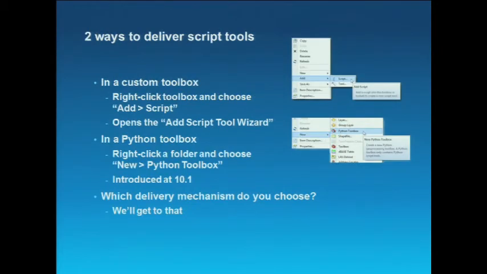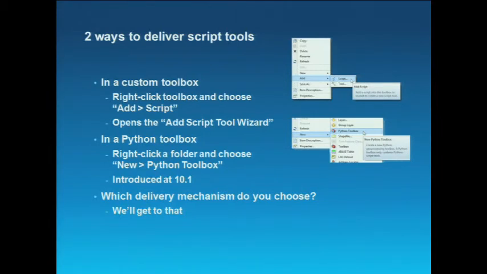There's two ways to deliver a script tool. You can either do it in a custom toolbox, which is the way you had to do it until 10.1. That's when we did a Python toolbox. And the way you do that, there's a little graphic up there, and that's what I'll be doing. The first part is I make a custom toolbox and you add a script. You go through the script tool wizard, and a script gets added to your toolbox. The new way is with a Python toolbox, and there you actually right-click in a folder from the catalog window and say New Python Toolbox. And that was introduced at 10.1.